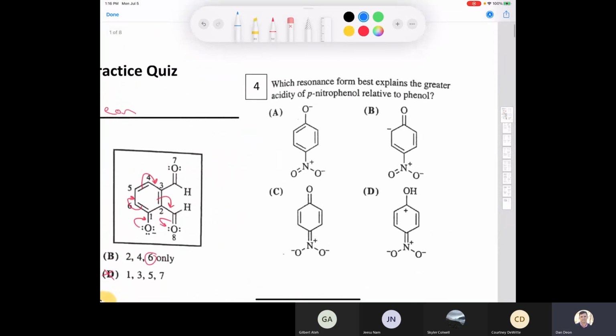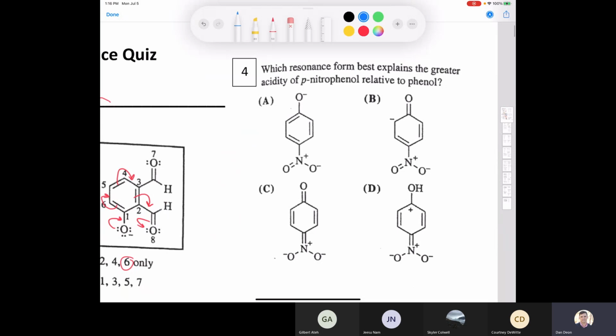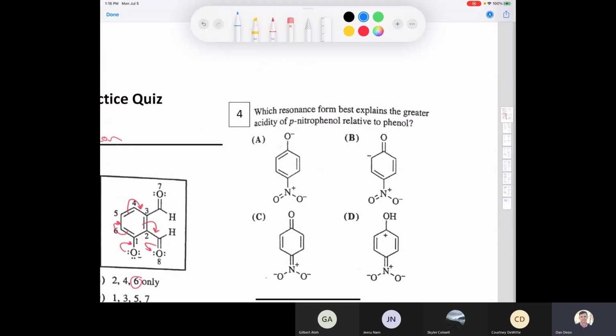over to number 4. Which resonance form best explains the greater acidity of para-nitrophenol compared to phenol? If we draw plain old phenol, that would be this compound, and if we draw para-nitrophenol, that would be this. Now we know that the pKa of phenol is 10, that's one of the pKa's we would have learned in Organic Chemistry 1. But we know that the pKa of para-nitrophenol must be less than 10. It must be more acidic.